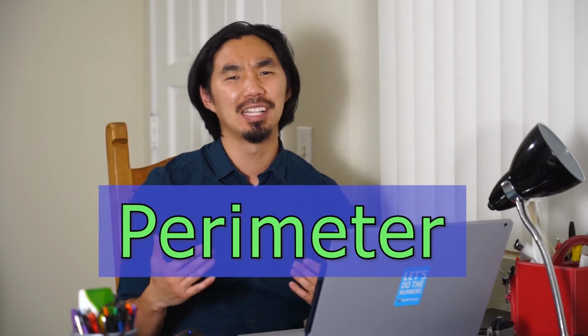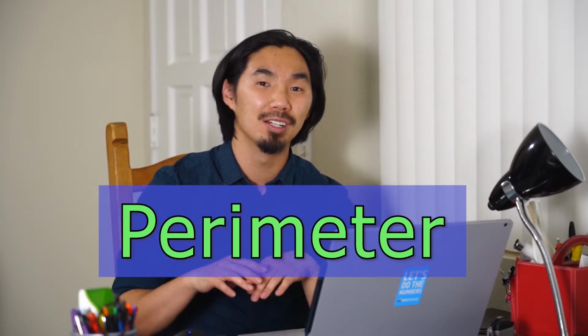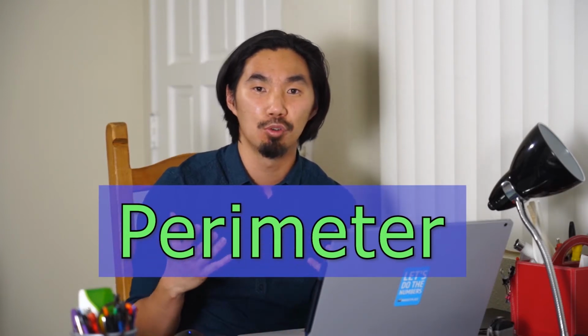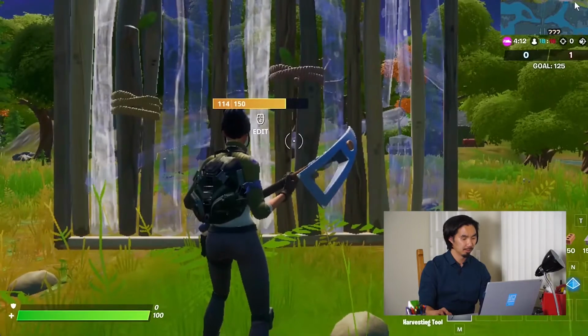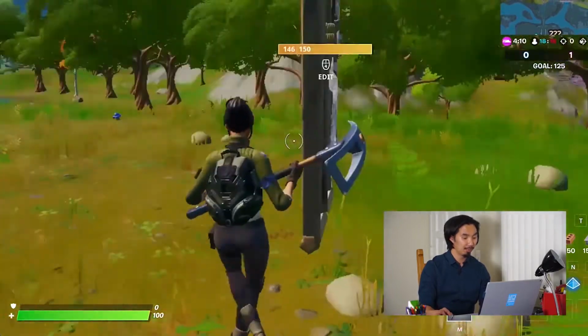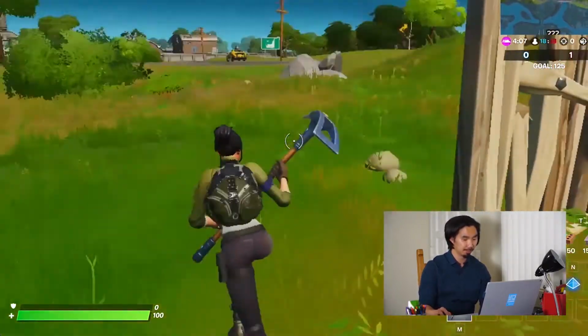So first we're going to talk about perimeters. And perimeter is just a fancy word for the total amount of length around a space or an object. Let me show you what I'm talking about. I'm going to build a wall here. As you can see, it's not a perimeter because I can go around it.